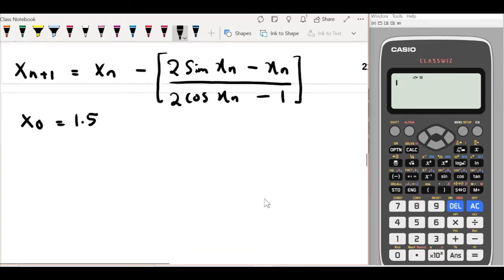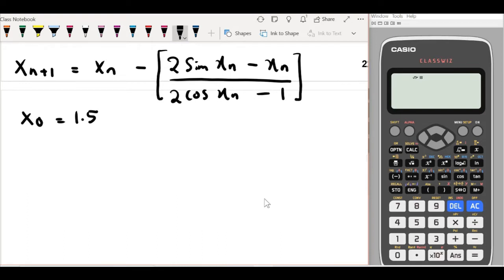Alright, now this initial value, we have to substitute it into our function. So the next value of x would be x_1. So substitute 1.5 into our function.